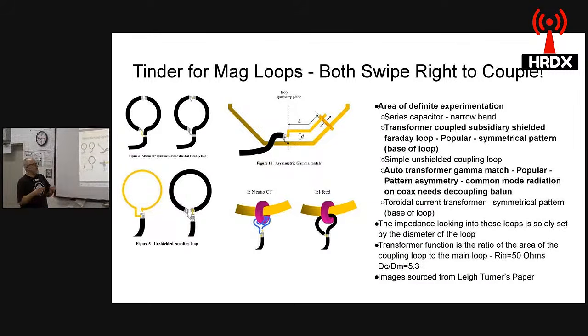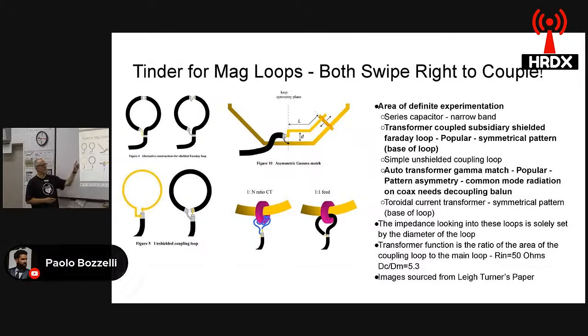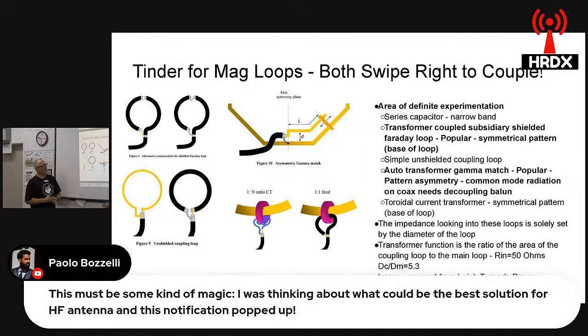So this is one area, and I make the comment, definite experimentation. I've just got an unshielded loop, which is great, and I've been able to match reasonably well to it. But this is an area where I think I can improve the performance of the loop even more through some experimentation with different coupling methods. So that's a definite future plan.